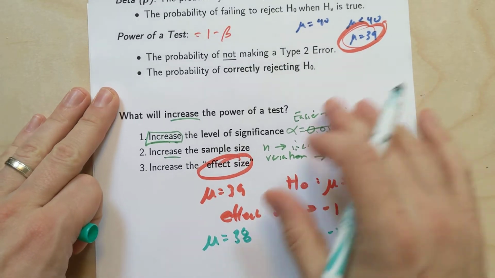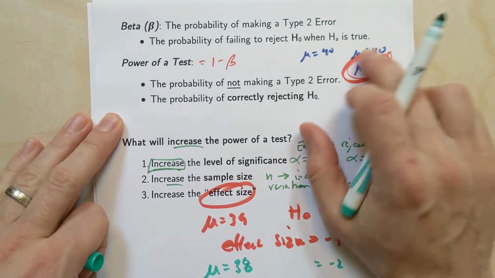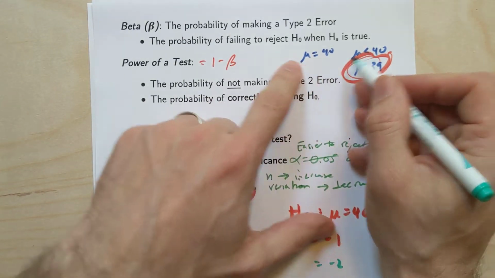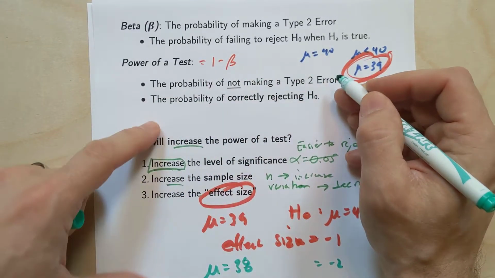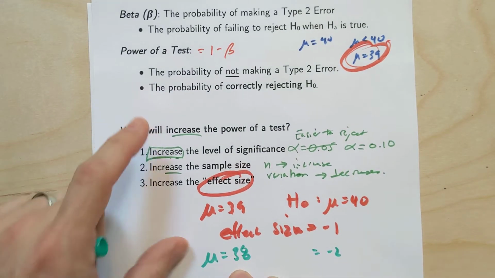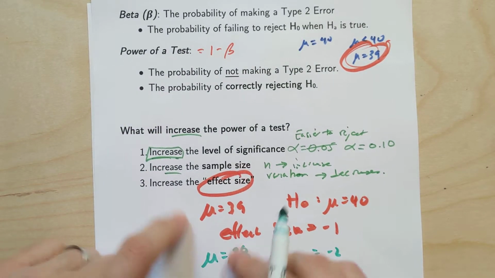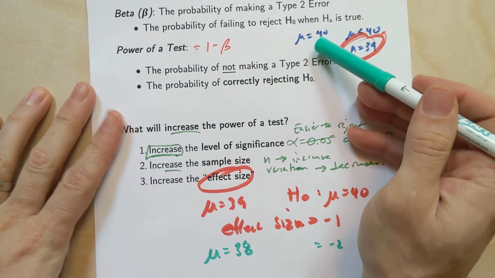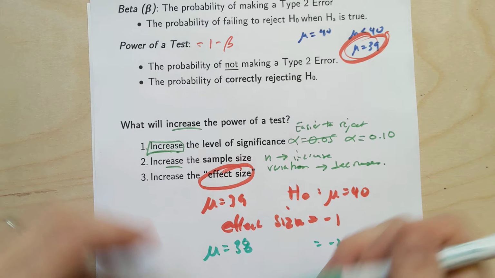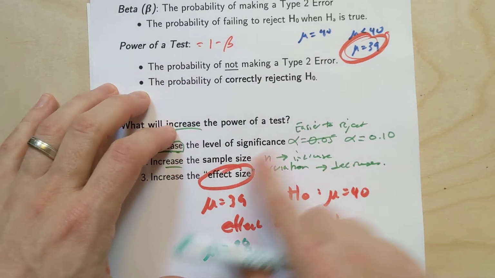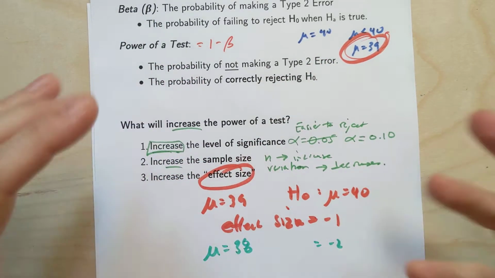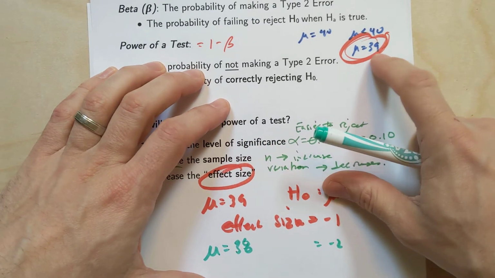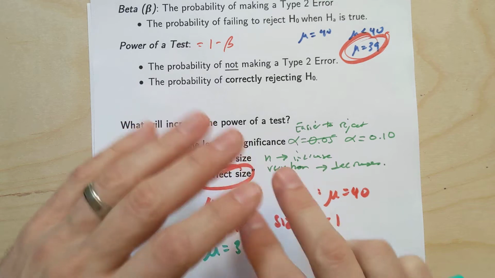So the idea is the more true the alternative is, in other words, the greater the extent to which the null hypothesis is false, the easier it should be to reject the null hypothesis, and therefore we'll have more power in our test, right? So if our null hypothesis is really wrong, then we should have an incredibly powerful test. Almost at any level of significance and any sample size, we should be able to reject. However, if the null hypothesis is only off by a little bit, like say 39 versus 40, it's going to be a less powerful test.